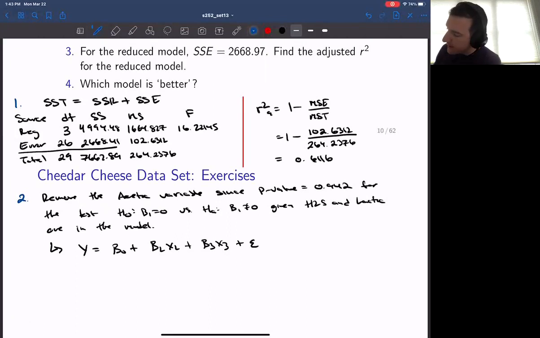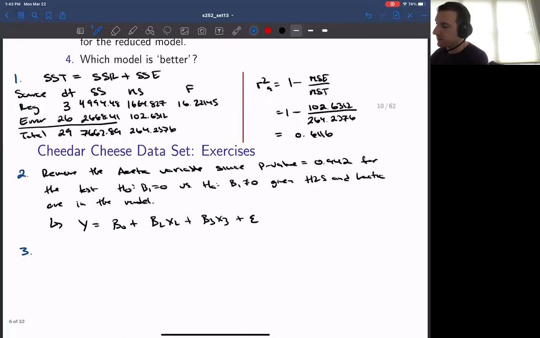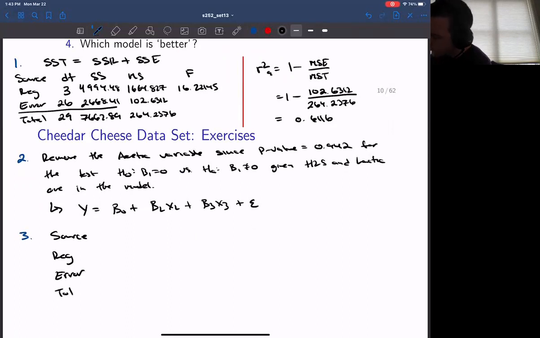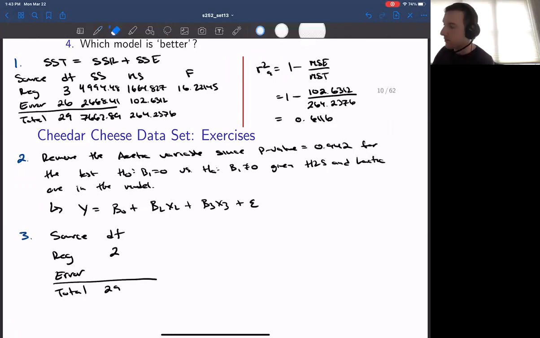So suppose that for this model, the SSE is equal to 2,668.97. Okay, so now what we have is an ANOVA table for the model in exercise number 2 that's going to look like this. So we'll have 29 degrees of freedom again, but now we only have 2 DF for the regression term because there's only 2 explanatory variables in this reduced model.